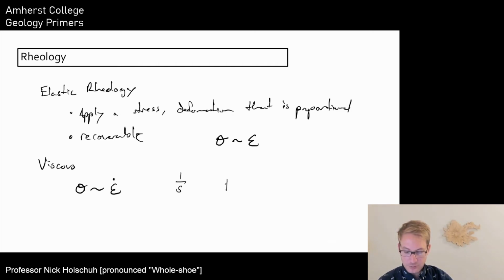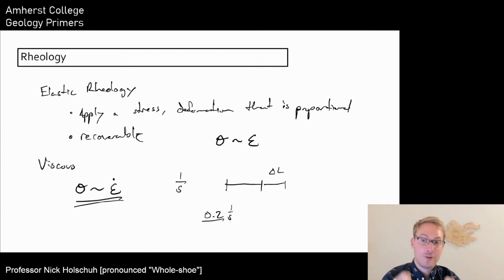So, if we imagine our rubber band, for example, if we change its length by 20% in 1 second, then its strain rate would be 0.2. Because if we increased its length by 20%, the strain would be 0.2 over 1. And we said we did that in 1 second, so the strain rate would be 0.2 per second. For viscous materials, the strain rate is proportional to the stress. So if you have an applied stress, every second that material would get longer by 20%.